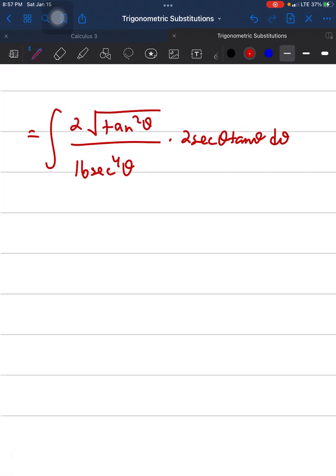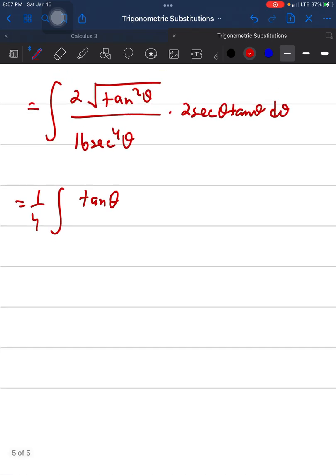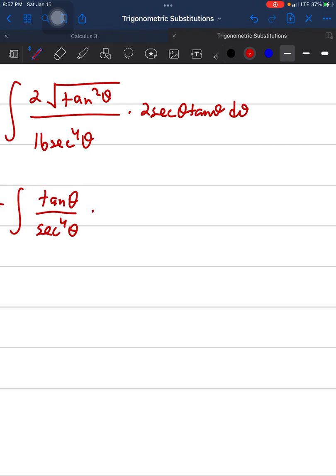Now the next step would be to simplify a little more. So the first thing we would do is take out this 2 and 16. When you simplify that, we just get 1/4. So we're pulling out a 1/4. And this tangent squared theta, if you take the second root of that, you get just tangent theta. And then that's over secant 4 theta.